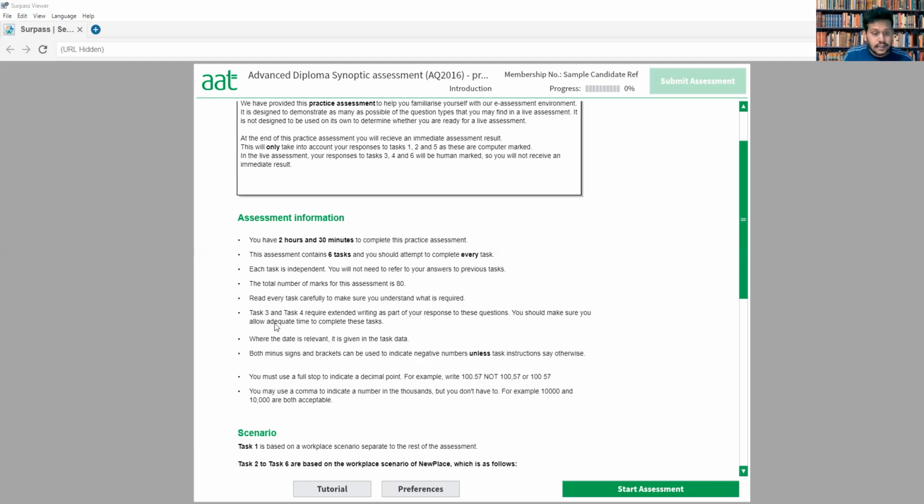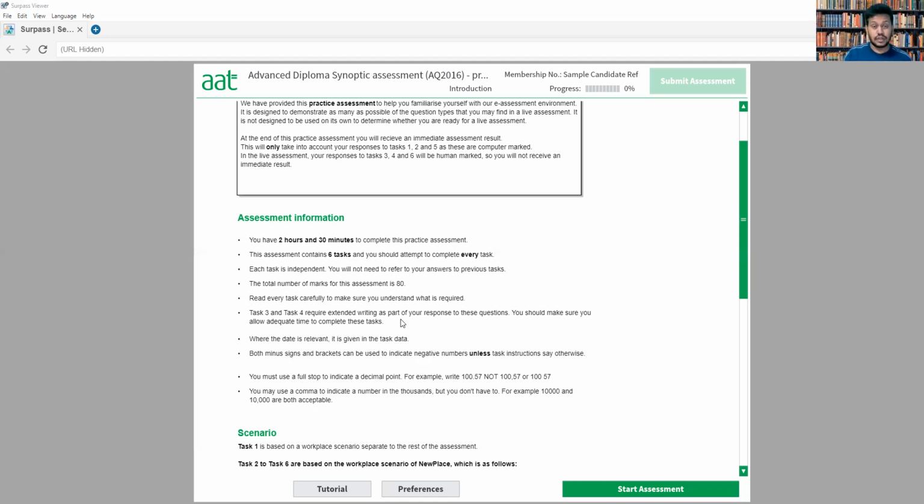Read every task carefully to make sure you understand what is required. Tasks 3 and 4 will be mainly the writing part. They are saying they require extended writing. Obviously, writing is the area where a student always feels difficulty, and that's the reason I always advise my students to make sure you do enough practice on the writing and you understand the key points.